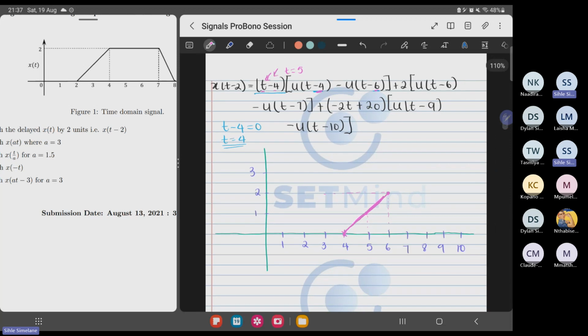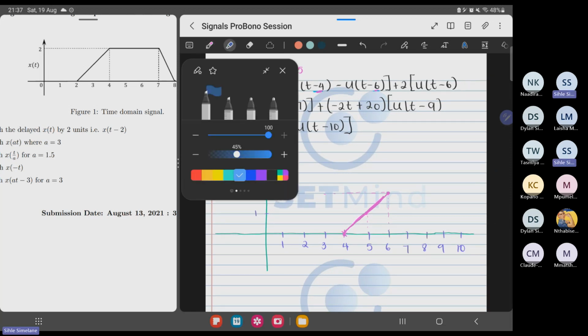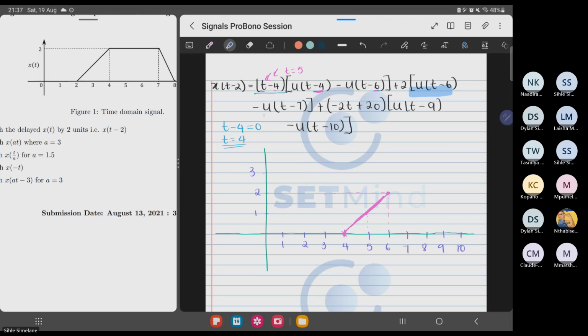And then we go to the second part of the expression, which is that the graph is valued 2 for t between 6 and 7. So it is valued 2 between 6 and 7. So there you go. We are done there at 7. So that accounts for that portion.